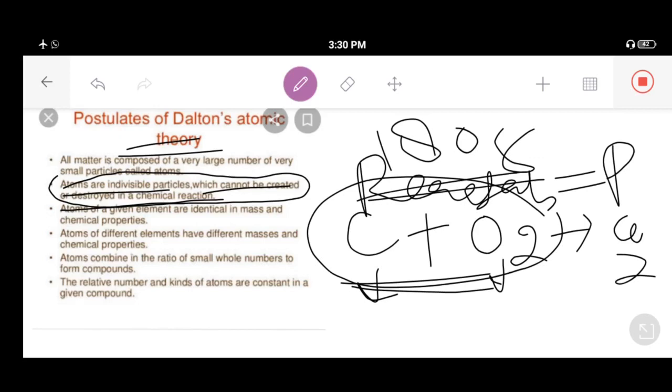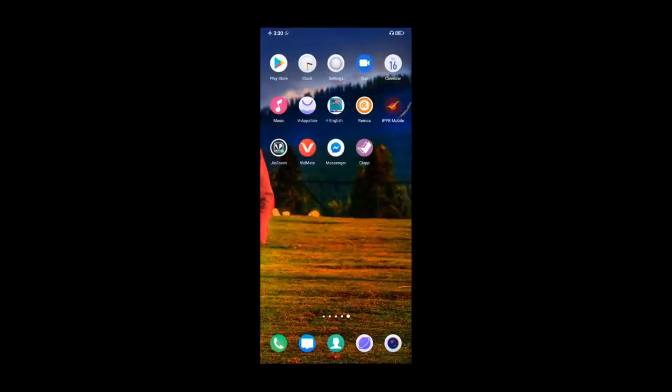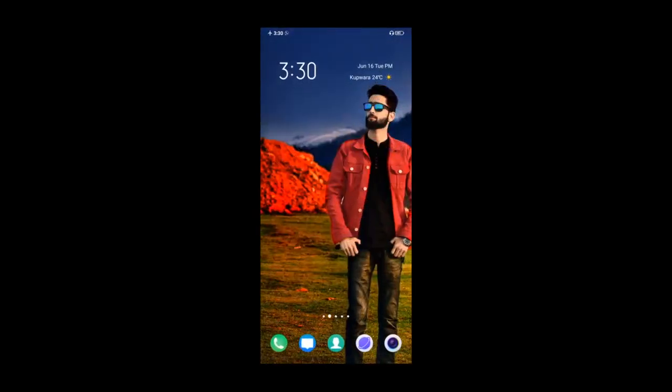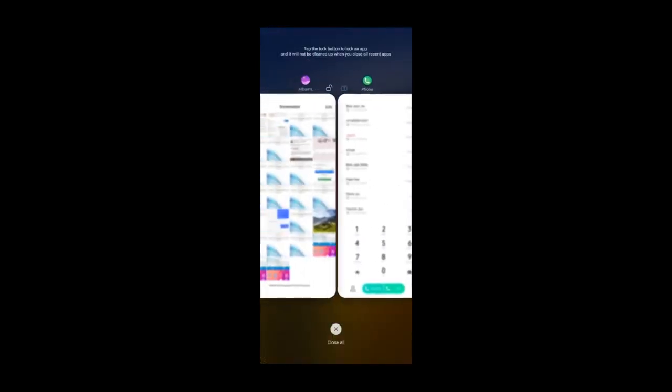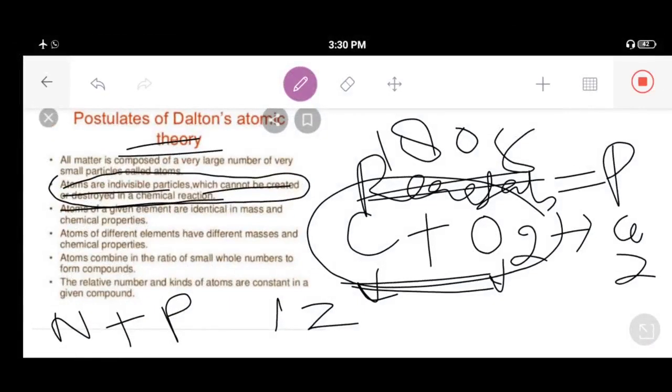So for example, this carbon has an atomic number of 6. That means it has a mass number of 12. Mass number is equal to the number of neutrons plus the number of protons. Carbon has 6 neutrons and 6 protons, that's 12. 12 plus 32, where the mass of one molecule of oxygen is 32.